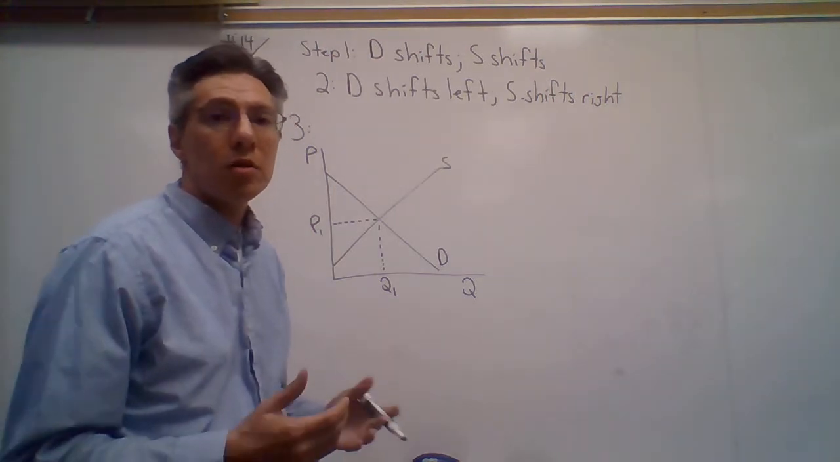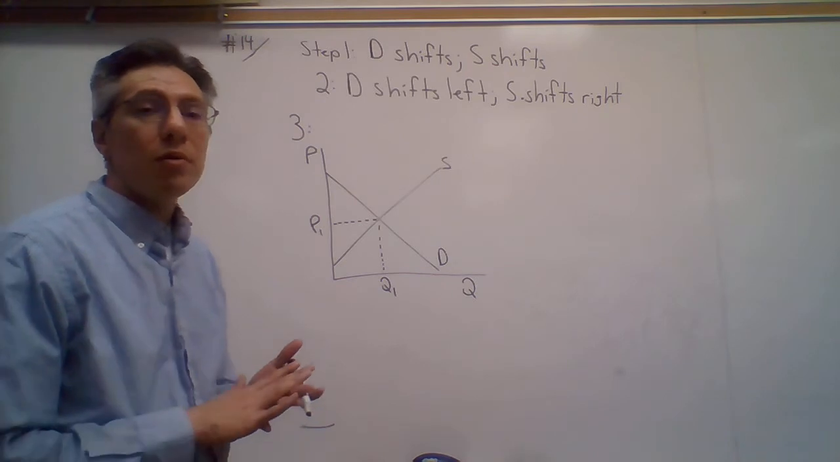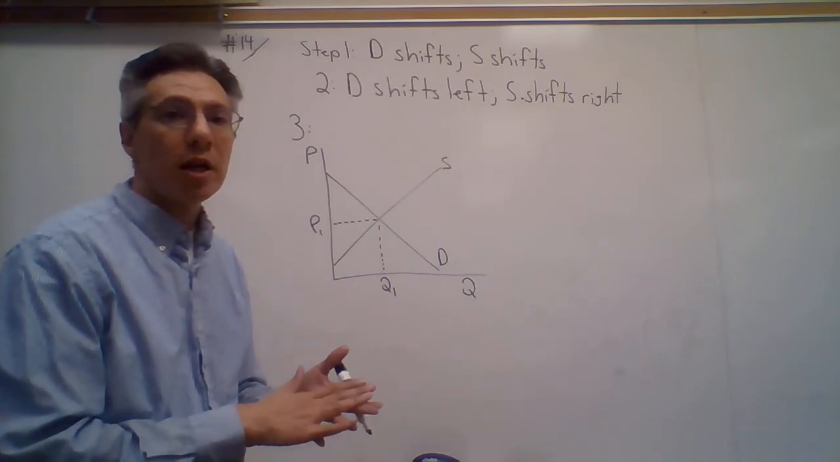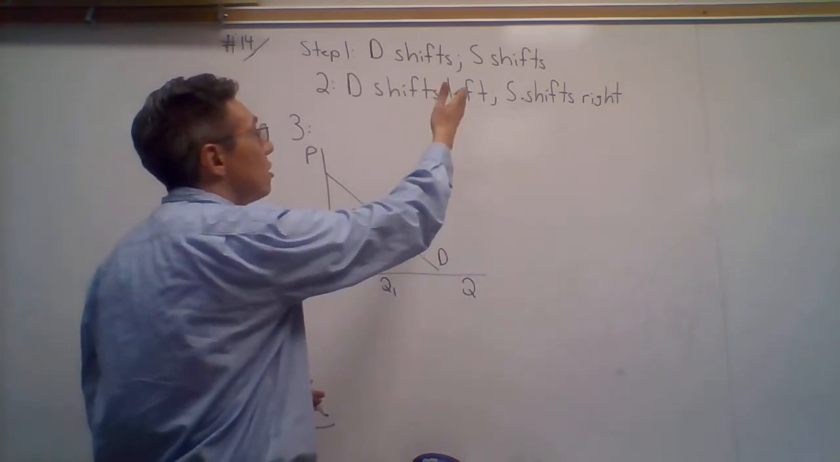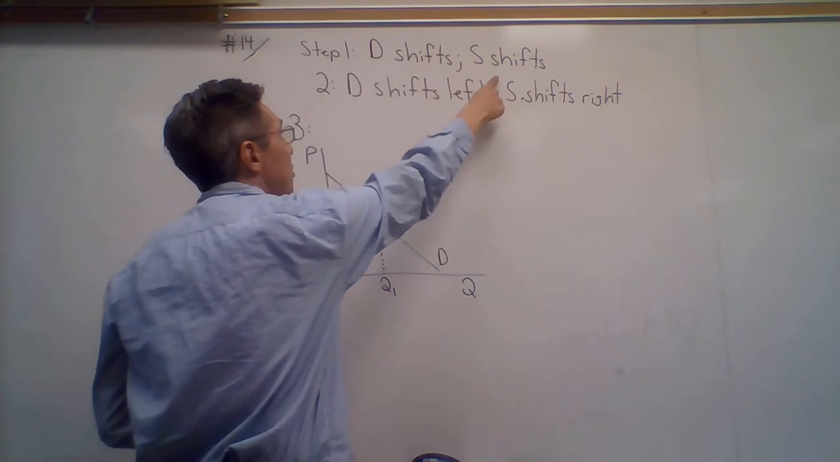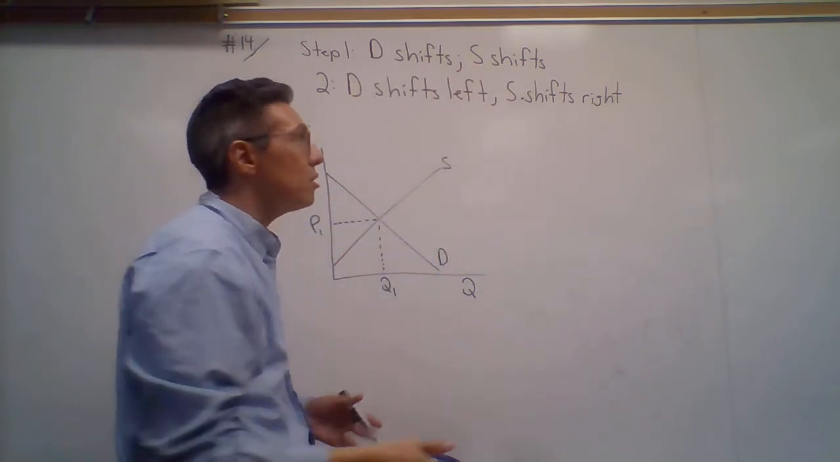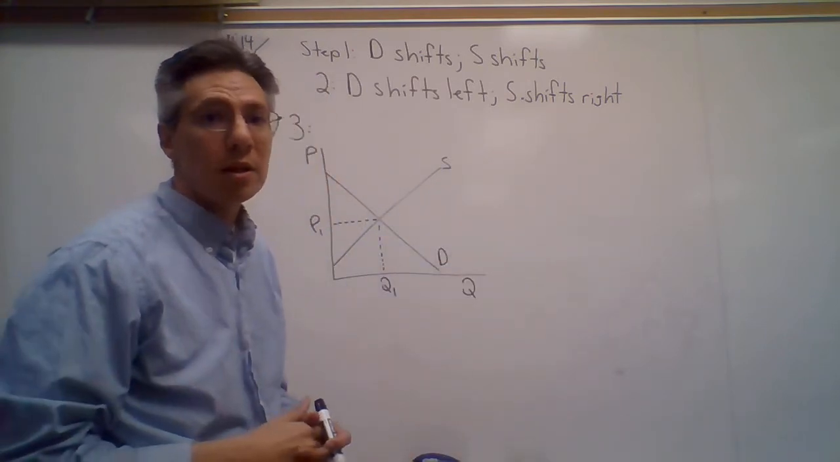Okay, so now we move on to practice problem number 14, where we try to incorporate what we've done in problems 12 and 13, the recession, but also the fracking. Basically, we've already gone through this in the other problems: the demand shifts left because there's the recession, and the supply shifts right because there's more firms due to the fracking.